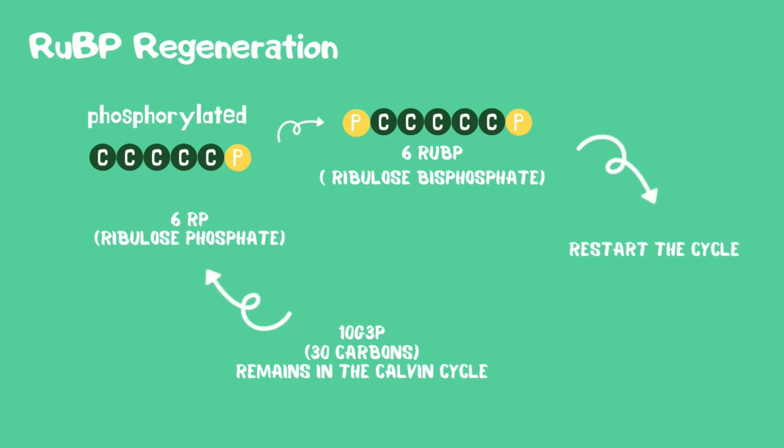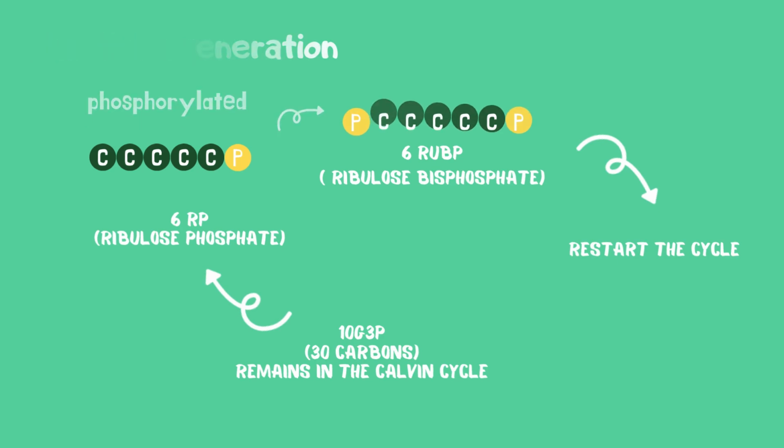Now we're going to talk about RuBP regeneration. Firstly, 10 G3P, which is 30 carbons, remains in the Calvin cycle and goes into reactions to form 6 molecules of ribulose phosphate, which contains only 1 phosphate, and then goes into a reaction called phosphorylation. Phosphorylation is when you take the phosphate from the ATP to form 6 RuBP, which is ribulose bisphosphate because now it has 2 phosphates, and RuBP is used to restart the cycle, and the RuBP regeneration is done.